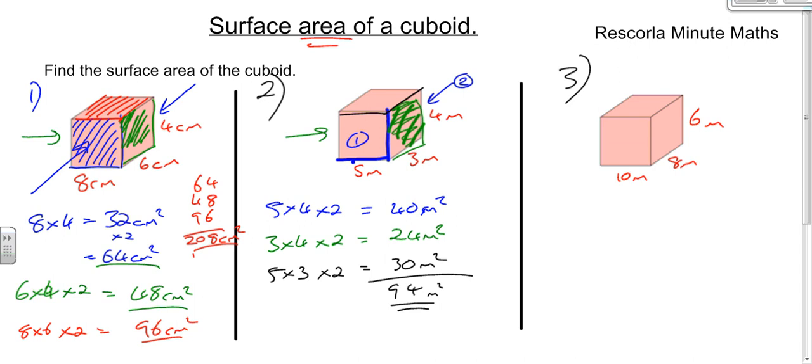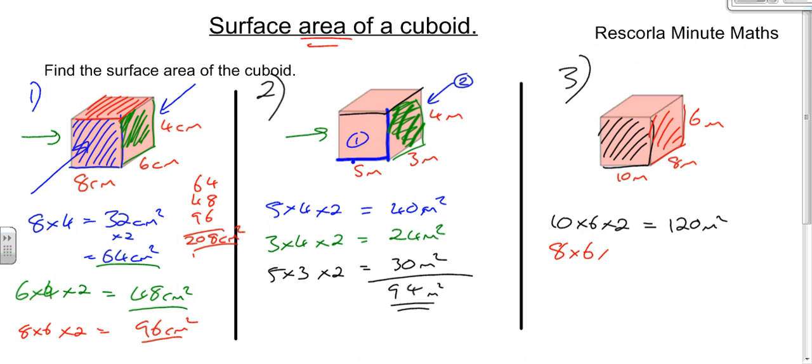And if you've done that, if you have a look at the front side here, that's going to be 10 by 6. So 10 times by 6, then you need to double it. So 10 times 6 is 60. Double it, and we get 120 meters squared. Then, if we have a look at the right-hand side, we've got 8 times by 6. So 8 times by 6 is 48. Times by 2 is going to be 96 meters squared.